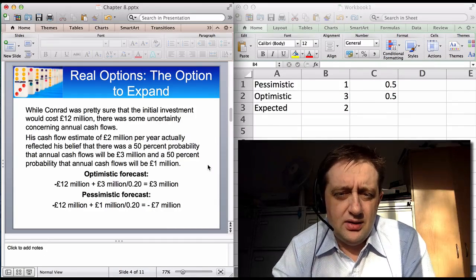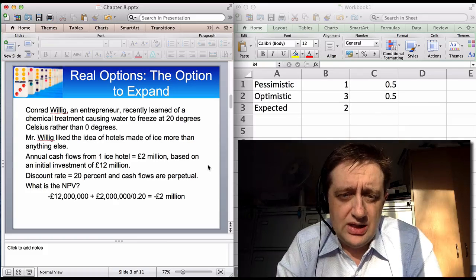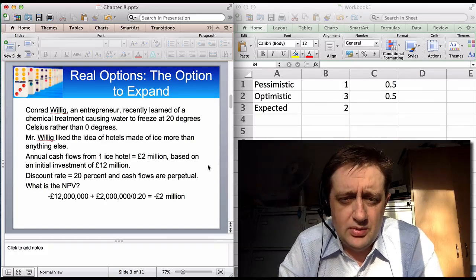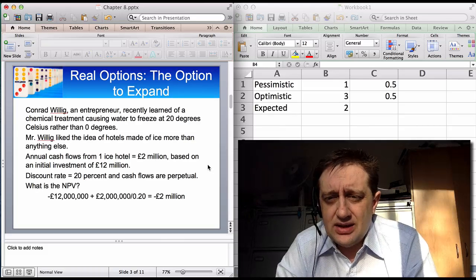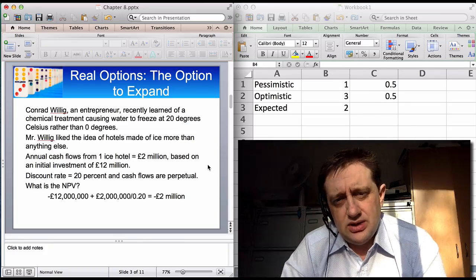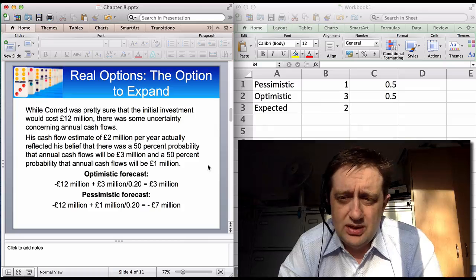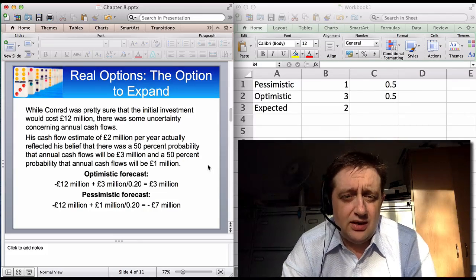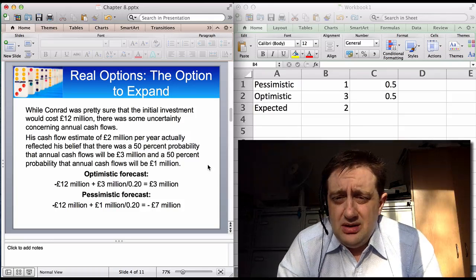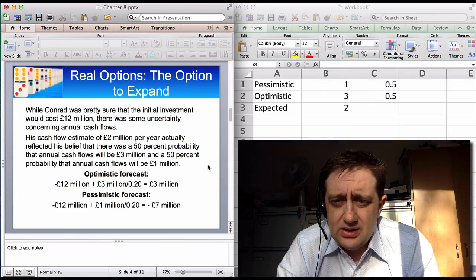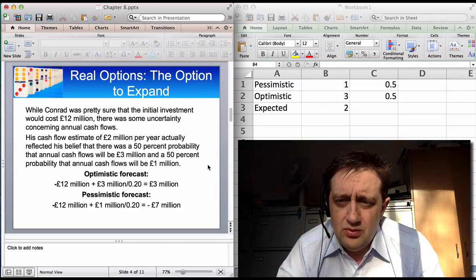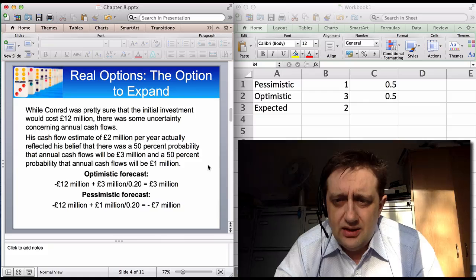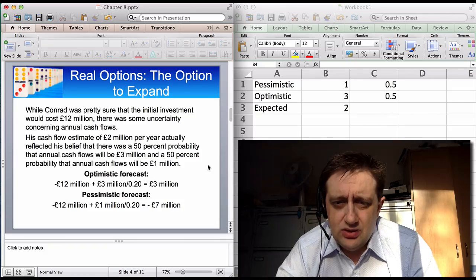And so in the original NPV analysis, where we say that we expect cash flows to be £2 million, it's disguising a much more detailed analysis, which is saying that, in actual fact, if we were optimistic, we would think that we'd get £3 million, but it's equally likely that it won't be that successful and we'll get £1 million. So we've now taken the one analysis of the 2 million and expanded it into an optimistic forecast and a pessimistic forecast.